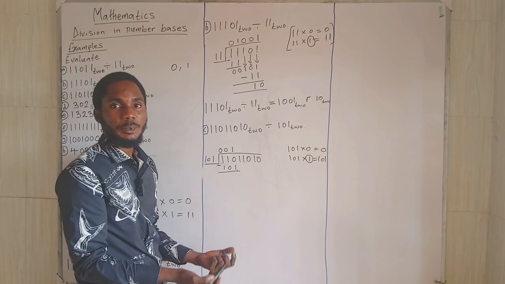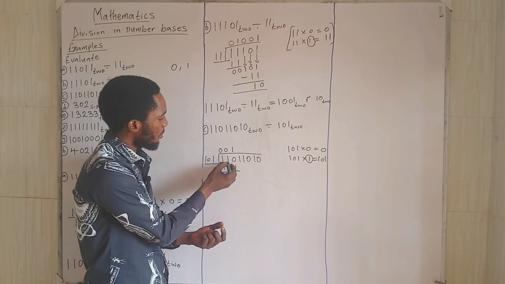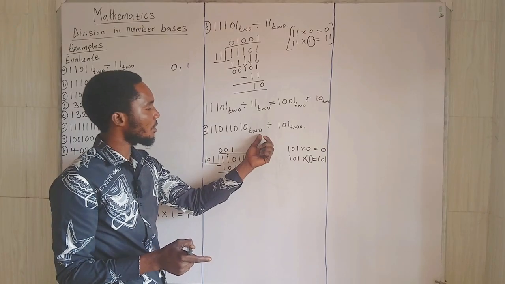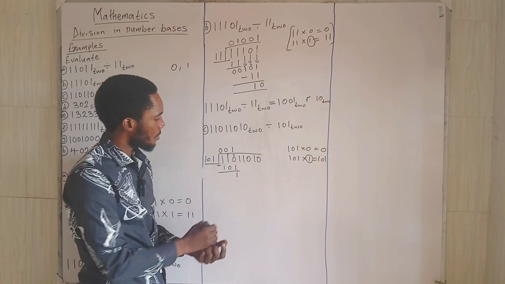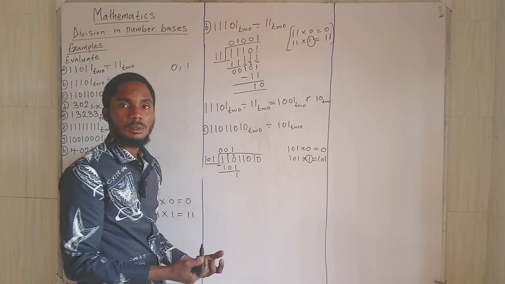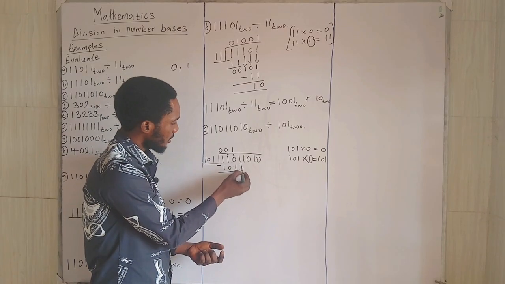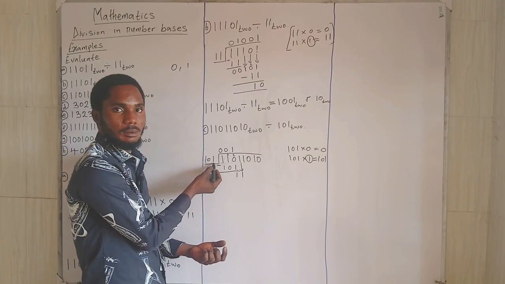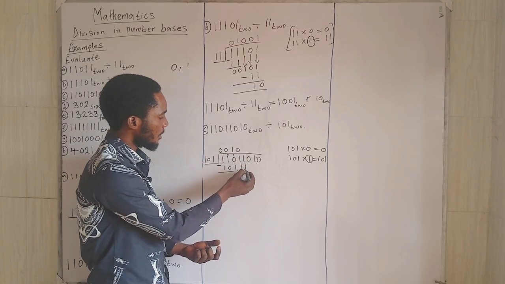0 minus 1 is not possible. We borrow 1 from the next digit. If we borrow 1 here, this will be 0. And the one that we borrow will turn to the base. The base we are working with is base 2. We have this to be 2. 2 minus 1. That is 1. 0 minus 0, 0. 1 minus 1, 0. We bring down the next digit. Now, 11 divided by 101 is not possible. Write 0. Bring down the next digit.